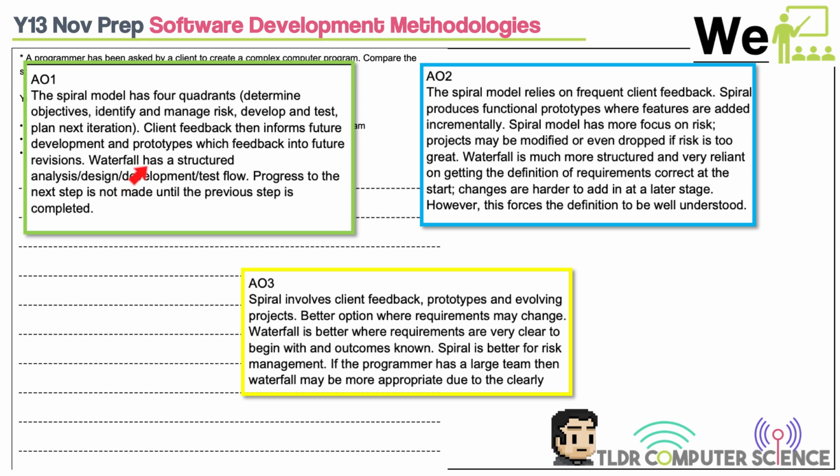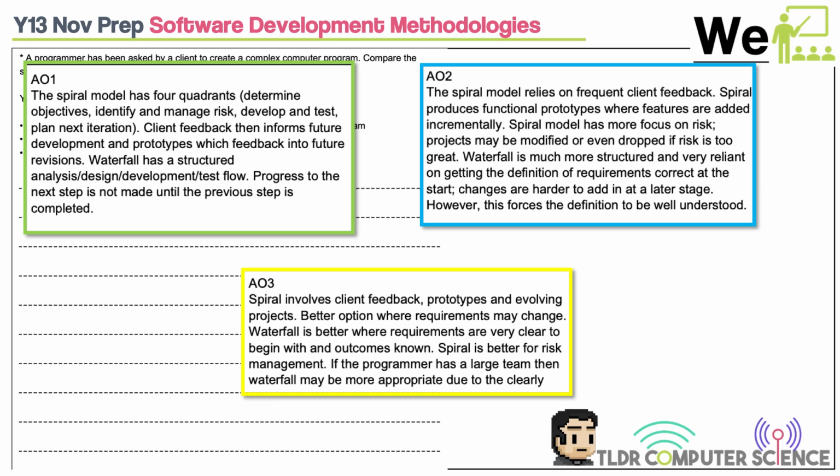Well, waterfall is a structured, linear process where you start at the beginning, you work through the whole process, and the next step's not made until the previous step is completed. It comes with a lot of documentation. So the Spiral model relies on frequent client feedback. Where on the waterfall cycle is client feedback involved? Analysis, when they come up with the specification, and then again at the end. So waterfall is much more structured and very reliant on getting the definition requirements correct at the start. Changes are harder to add in later stages. However, it forces the definitions to be well understood.